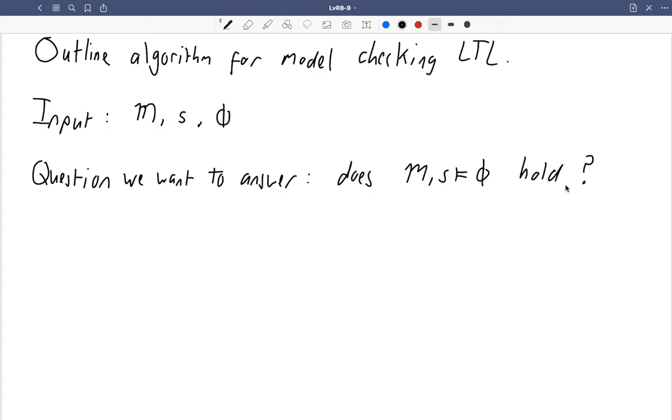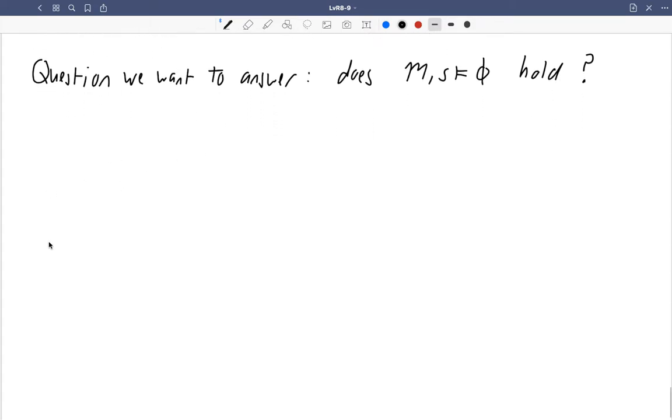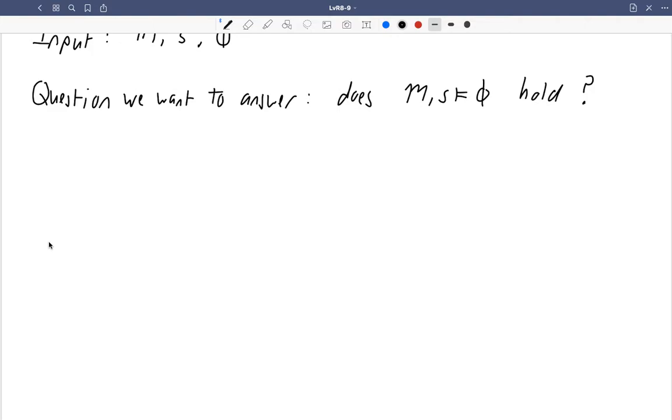So what are the steps for this? Basically we're going to have a three-step approach to answering the question, and we already know how to do steps 1 and 3. So that's material we covered last week. There's going to be a middle step that we still need to fill in the details of this week.